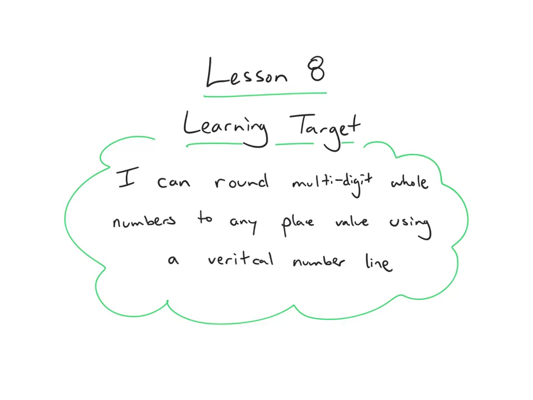The Lesson 8 learning target is I can round multi-digit whole numbers to any place value using a vertical number line. So we're going to be building on our knowledge of rounding numbers, except for this lesson, we are going to be able to round to any place value rather than the previous lesson, which was just rounding to the thousands place. So let's go ahead and jump into our first example.